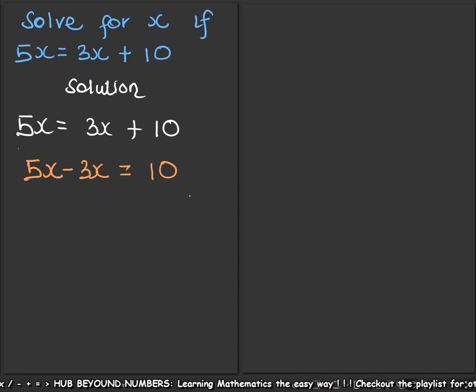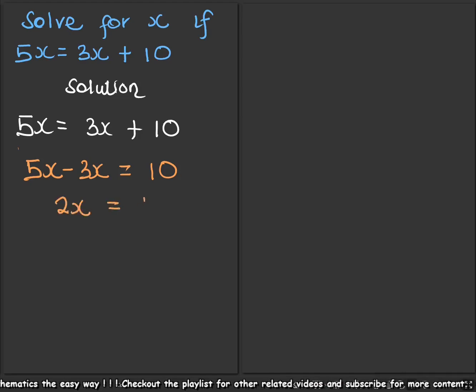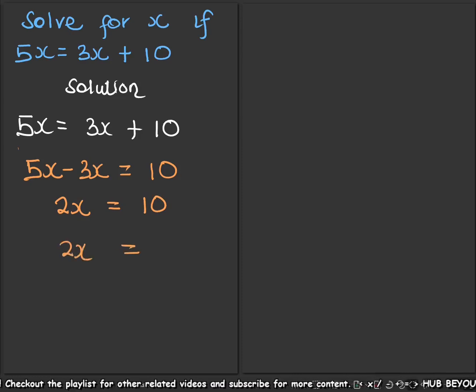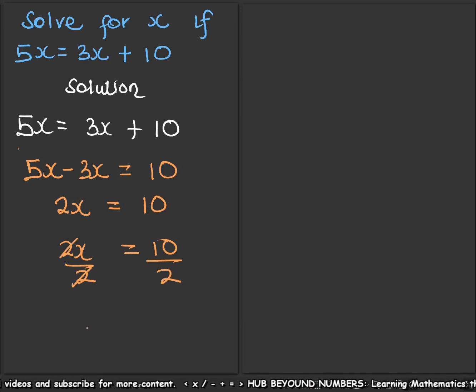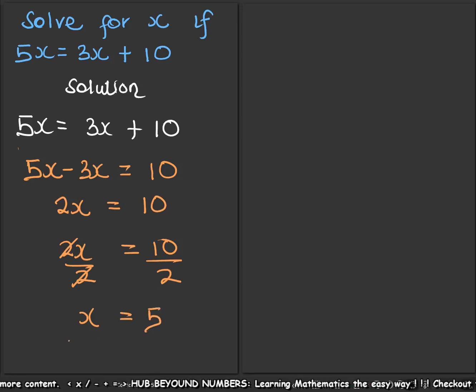Now this is just as we did for those with variables on one side. We simplified it, so we have 5x minus 3x giving us a 2x is equal to 10. Then all we need to do is what? Divide both sides by 2. So we isolate our x, and this 2 here divides this 2, giving us an x. Then we have 10 divided by 2, which gives us our 5. So therefore x is equal to 5. As simple as that. Let's take some more examples.